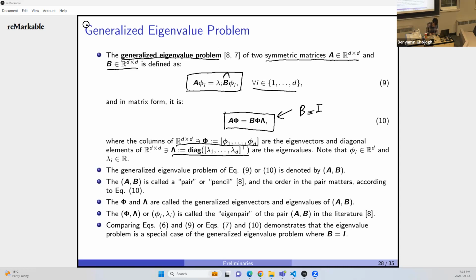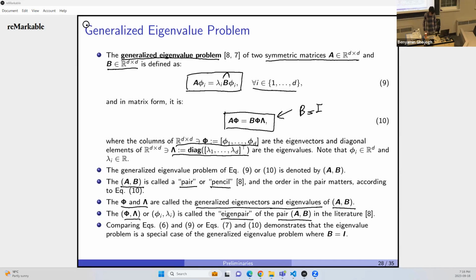Okay. This (A, B), in parentheses, is called a pair or pencil. So phi and lambda are called the generalized eigenvectors and eigenvalues of A and B. The phi and lambda are also called the eigenpair for the pair A and B. Okay. In machine learning, you see this generalized eigenvalue problem a lot.